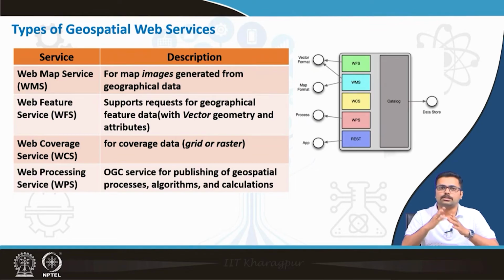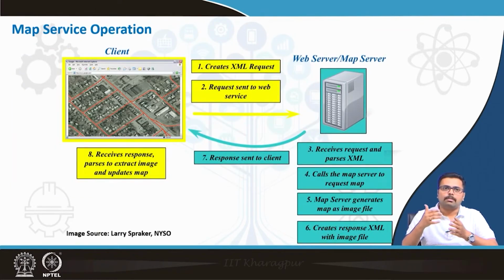Then we have something called web coverage service. So coverage service is usually used for gridded kind of data, or this can also be used for raster. And finally, if you want to process any kind of spatial applications or spatial analysis, this can be done with the help of web processing service. So here you can easily bring in the algorithms or the calculations such as raster calculator or any kind of geospatial processes.